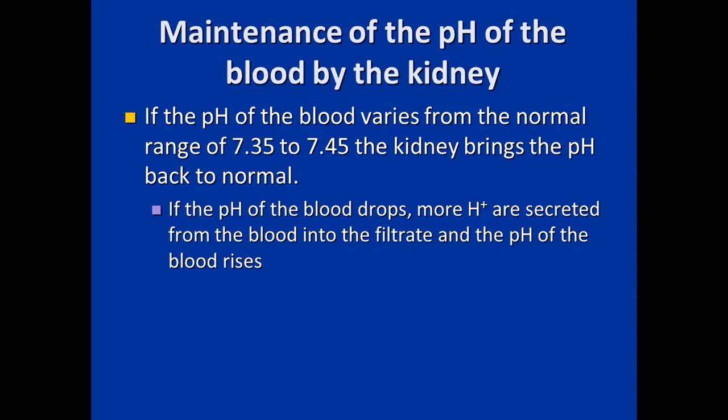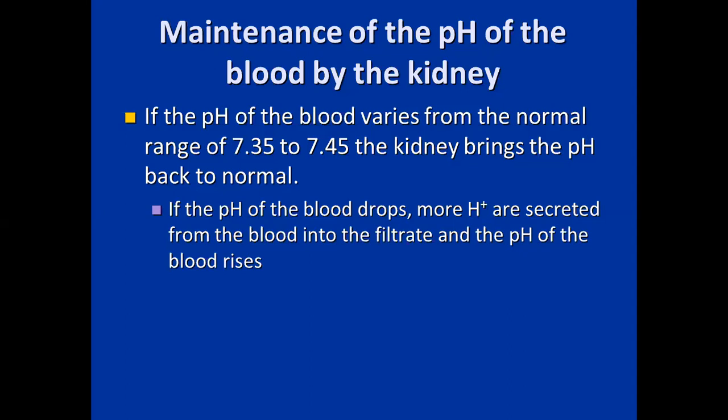And so, if the pH of the blood drops, in other words, it becomes more acidic, then what the body does is it secretes hydrogen ions from the blood into the filtrate, and those hydrogen ions then become part of the urine and they pass out of the body, and that raises the pH of the blood.